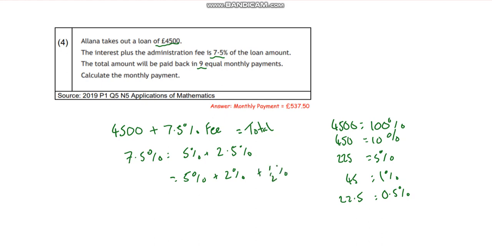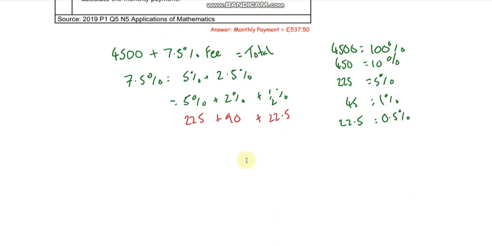And I've got all that information over there. I've got 5%, which is 225. I've got 2%, which is 2 times the 1%, so that'll be 90. And I've got 0.5%, which is 22.5. And for this, I would just do a little chimney sum to add them all up. So then I would say that 7.5% is equal to 225 plus 90 plus 22.5.